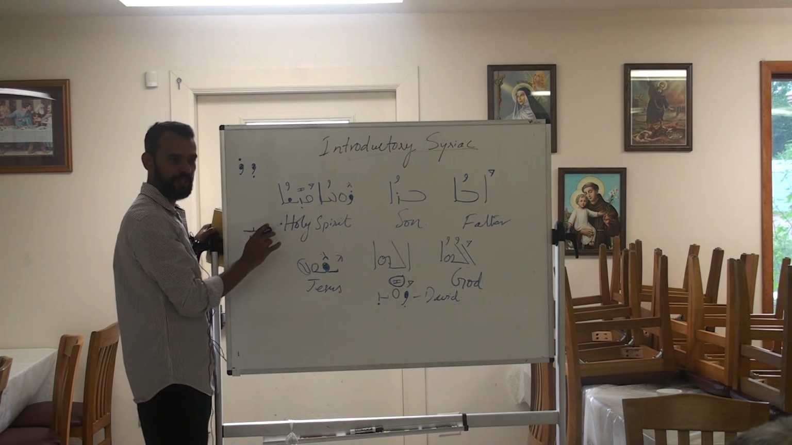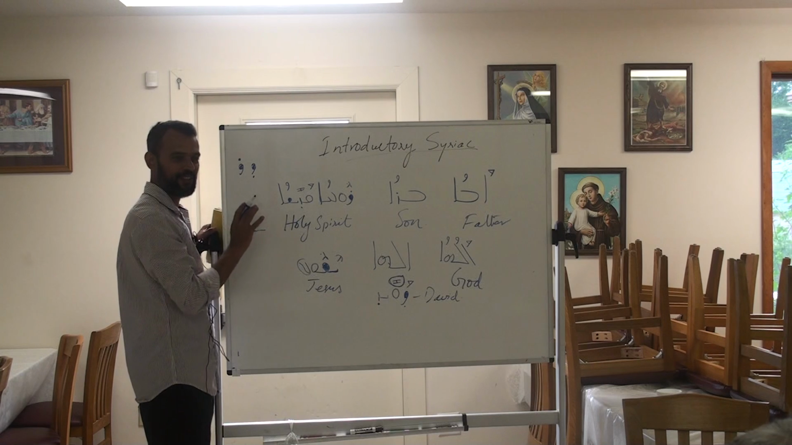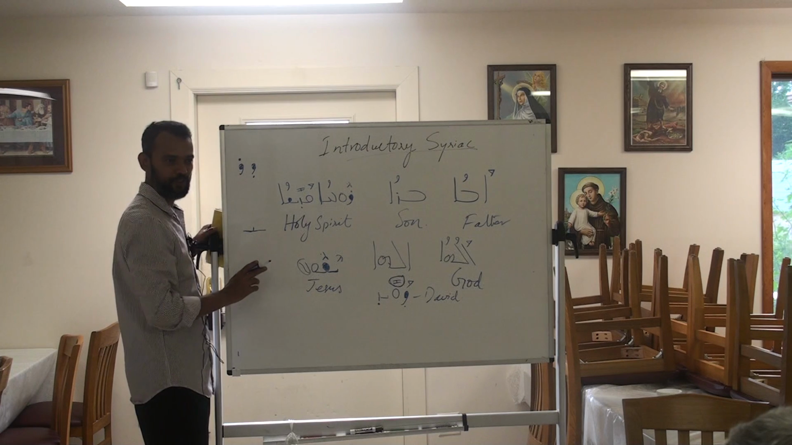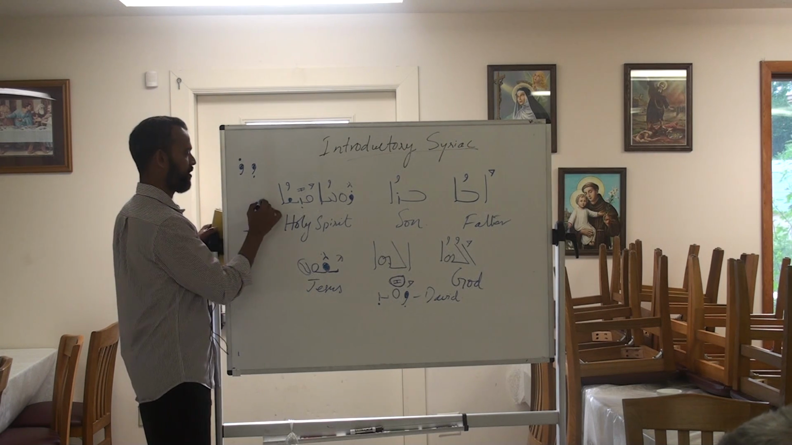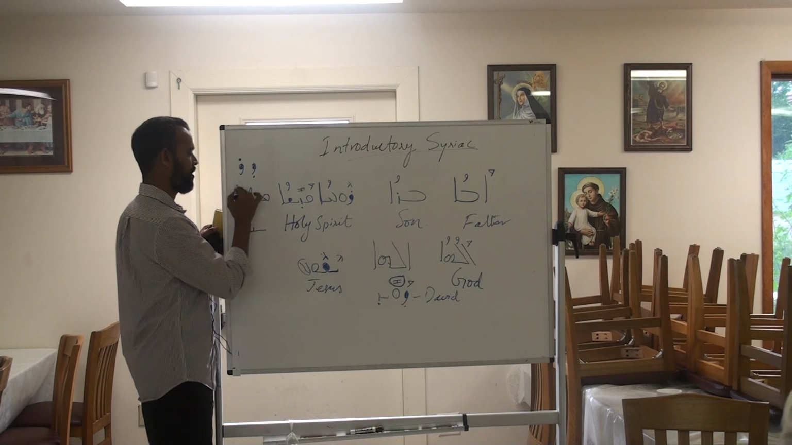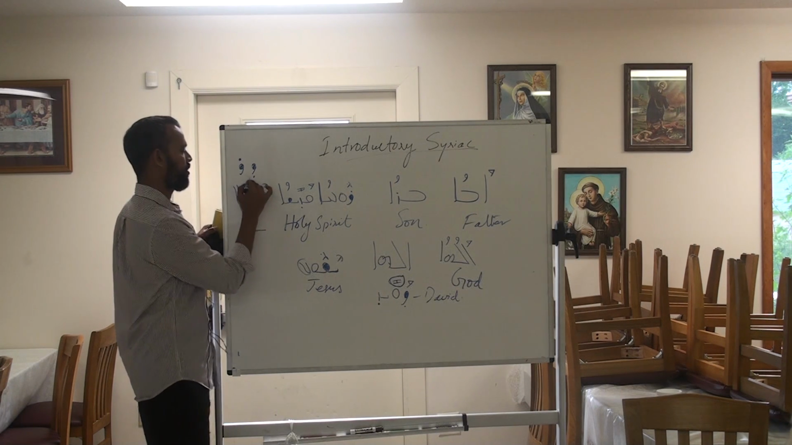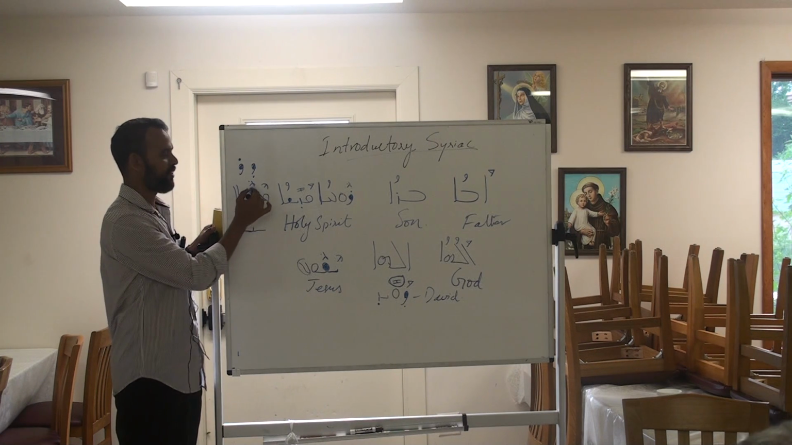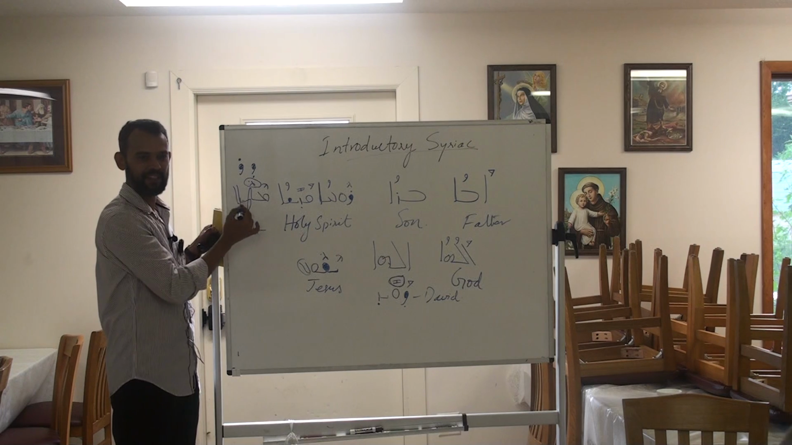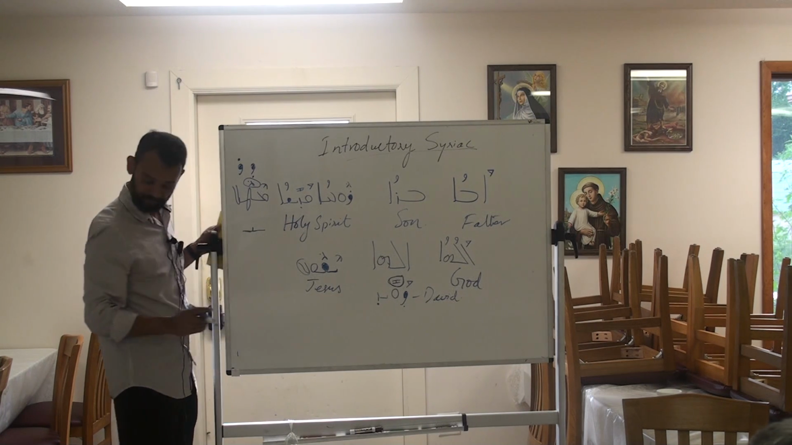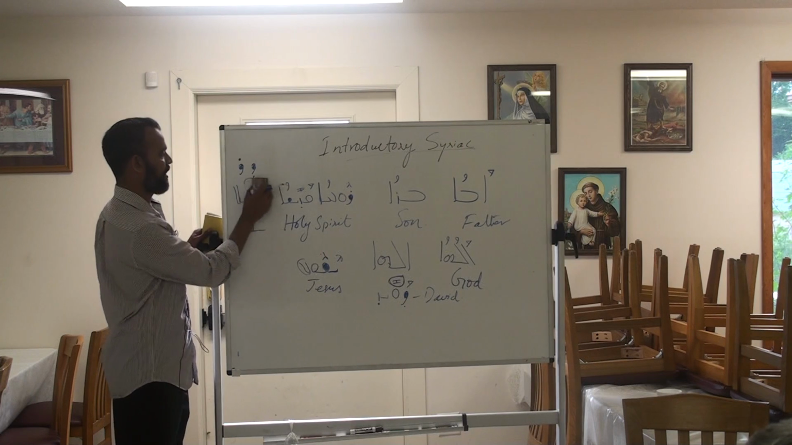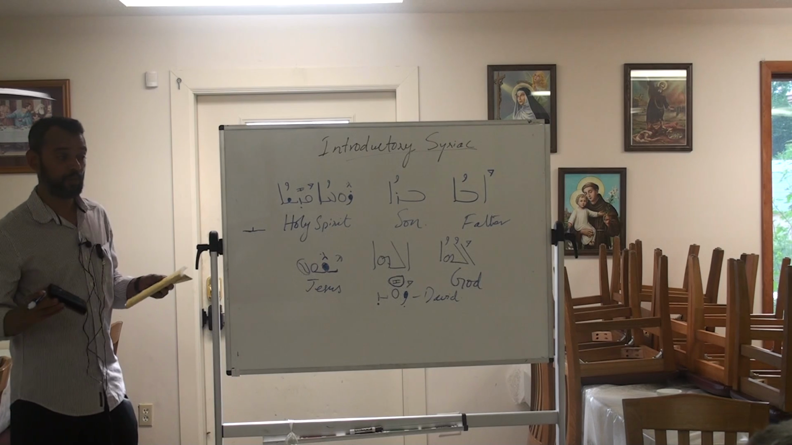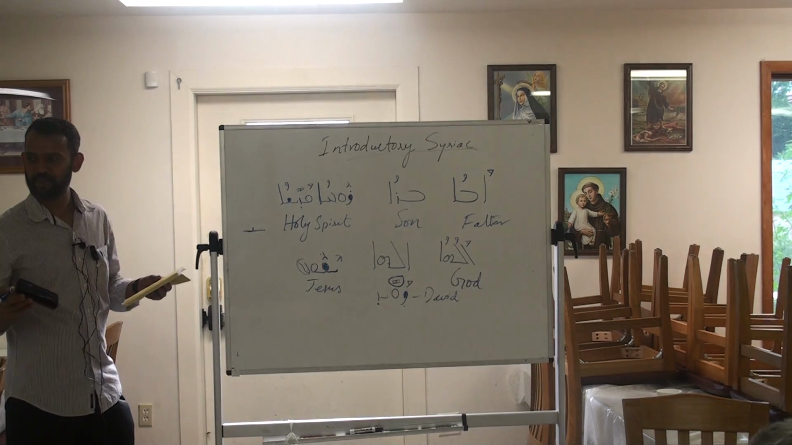But that doesn't mean every time an U should be followed by vav or an E should be followed by yod. Here is another example. Metul. Here we don't find the vav. Here, even though we have an U sound here, it's not followed by a vav. What's that one? Metul. Metul meaning because of.